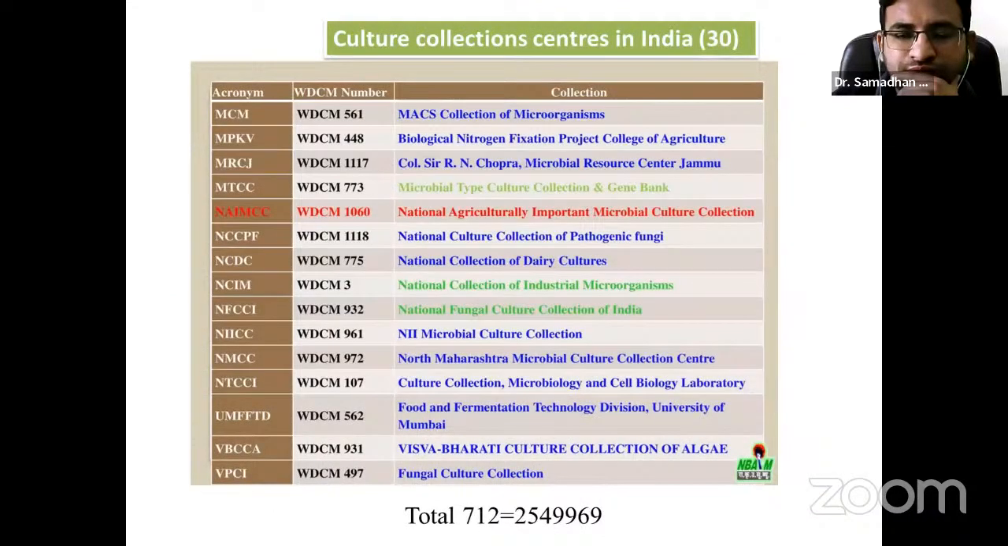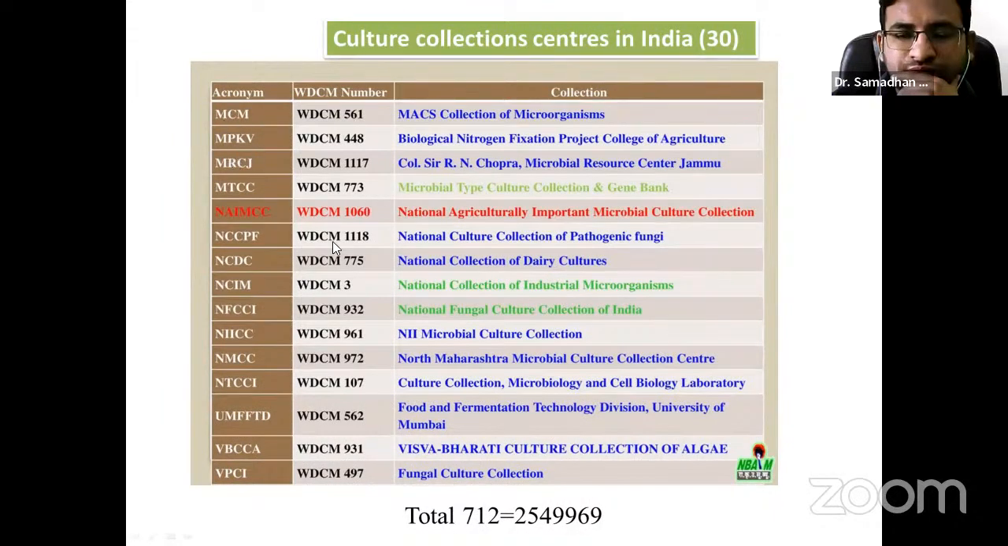Now we come to the culture collection. In India, there are 30 culture collections. However, in the world, a total of 712 culture collections are there. The total conservation in these culture collections includes 25 crore 49 lakh 969 microorganisms present all over the world. These are a few examples of culture collections in India.